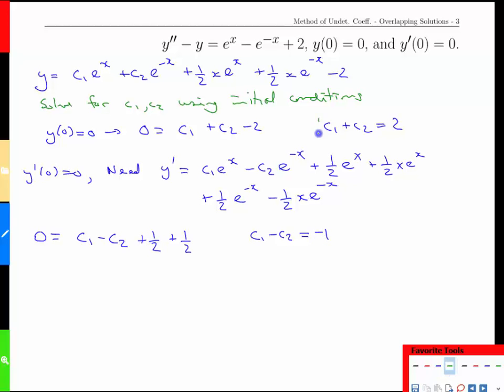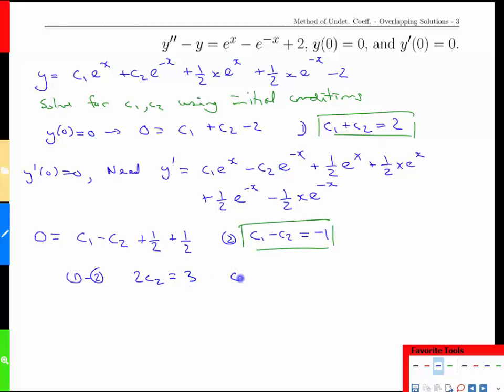All right, almost done. We have two equations here. You can do whatever you like to combine them. I would simply take this one, let's call it 1 and 2 here, and do 1 minus 2. The c1's cancel. We get c2 minus minus c2 is 2 c2's, equals 2 minus 1 is 3. c2 is 3 halves. And then c1 would be 2 minus c2. 2 minus 3 halves is positive 1 half.